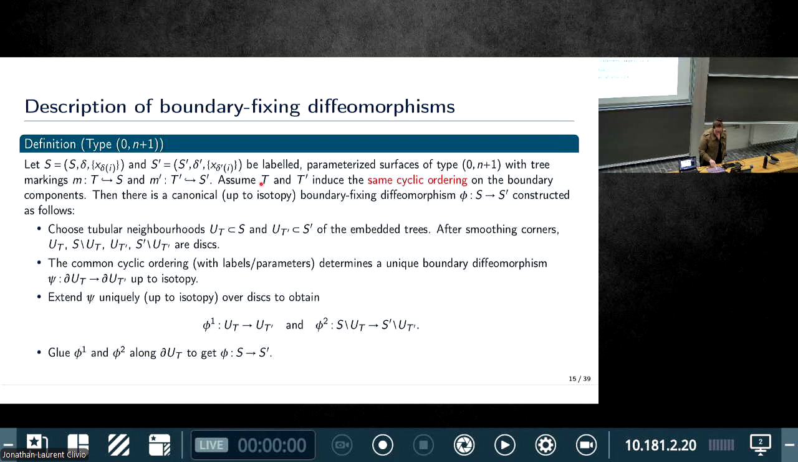So here, if T and T prime have the same cyclic ordering on the boundary components, then there's a canonical, up to isotopy, boundary fixing diffeomorphism from S to S prime, which we can construct as follows. Right? So you cut a tubular neighborhood around the tree, about each of them. And then we have a bunch of disks. Then the cyclic ordering determines a boundary diffeomorphism on those disks. And then basically glue things back together. And this gives me a way to get a diffeomorphism here. And this is unique.